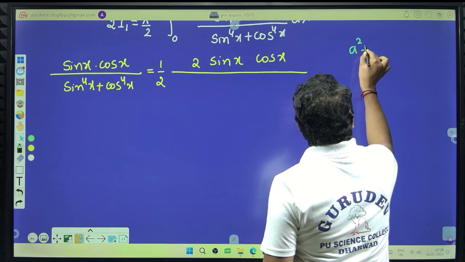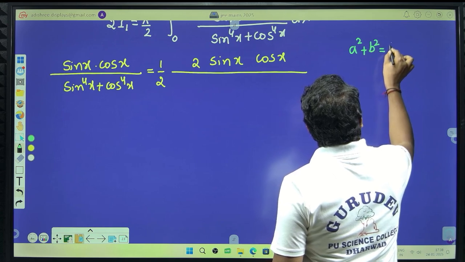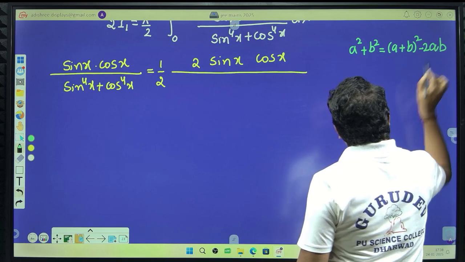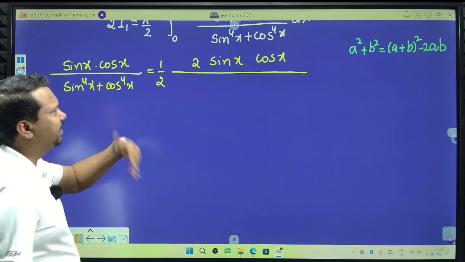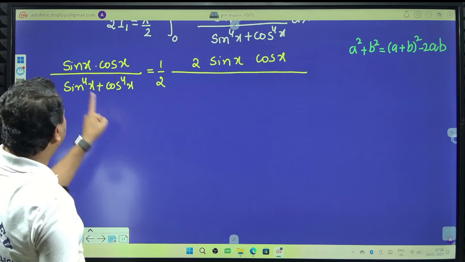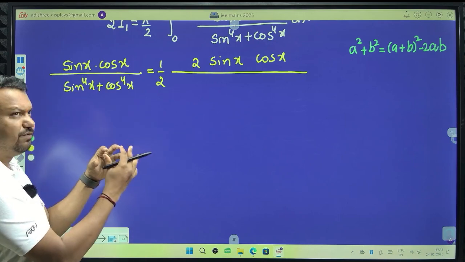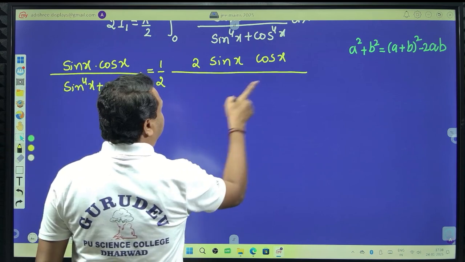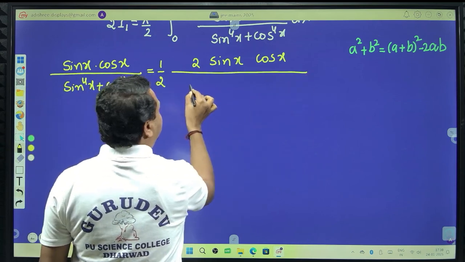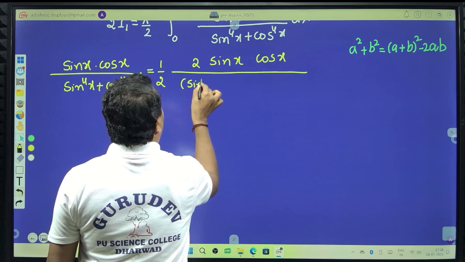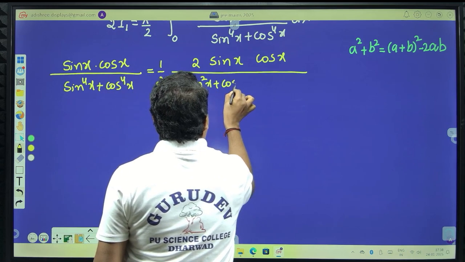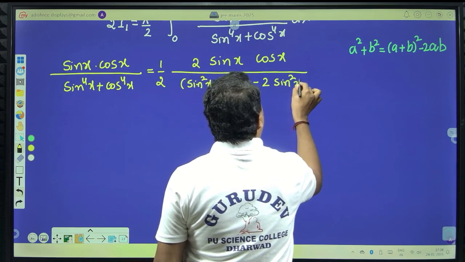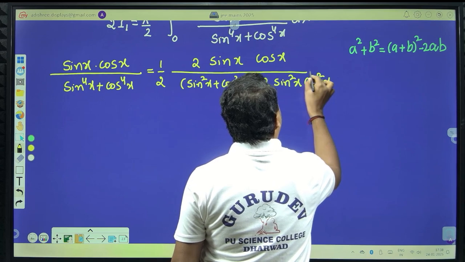And we also know that a square plus b square is always equal to a plus b whole square minus 2ab. Please recall. So a plus b whole square minus 2ab. So if you keep that in mind, this expression which is in the form of sin raised to 4, just think of it as sin square whole square and cos square whole square. So what can I write? A is sin square x, b is cos square x. So what I can write? Sin square x plus cos square x whole squared minus 2 times sin square x into cos square x.